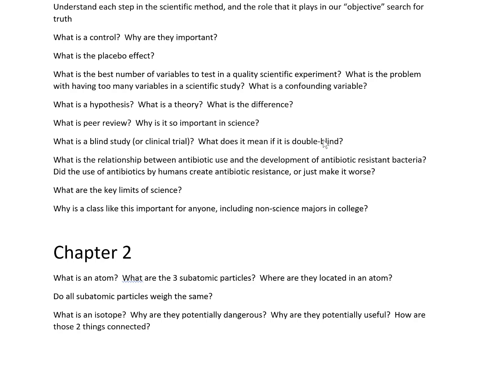So that's why you want the number of variables to be 1. If you see a difference between your control group and your treatment or test group, you want it to be because of the variable you were testing. So what's a confounding variable? Again, someone gets better, someone gets worse. A confounding variable can be something that we can't say why they got better or worse because there's too many variables.